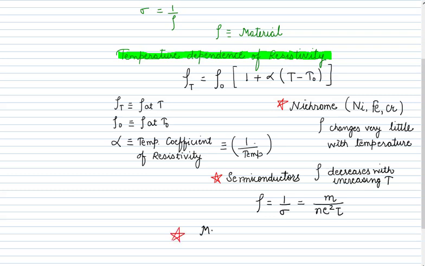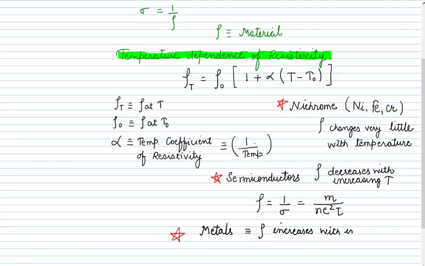Now we come to the metals. Metals do not depend much on temperature. They depend on temperature, but not to a large extent. If you see the same formula for the resistivity, rho is equal to m upon n e squared tau, then with increasing temperature, tau decreases. And if tau decreases, then the resistivity increases. So for all metals, rho increases with increasing temperature.